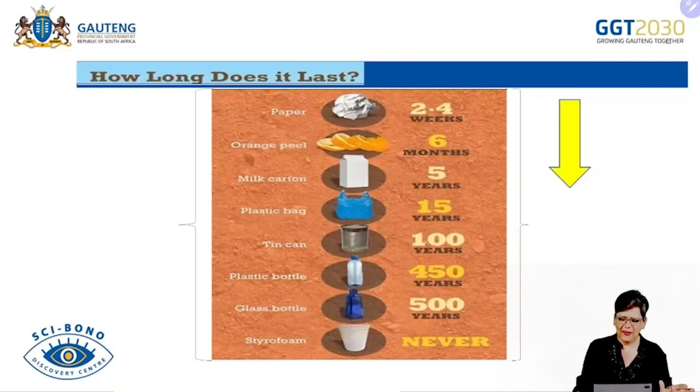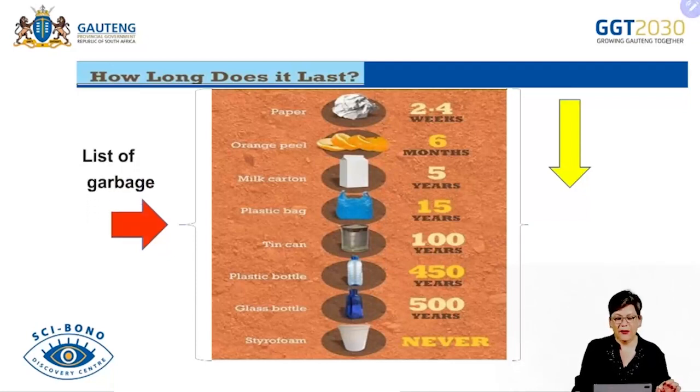And then on the left-hand side, we have a list of things. On the right-hand side, we have another list of things. And in the middle, a whole set of pictures. But let's go into detail into this. So if we look on the left-hand side, it says paper, orange peel, milk carton, plastic bag, tin can, plastic bottle, glass bottle, and styrofoam.